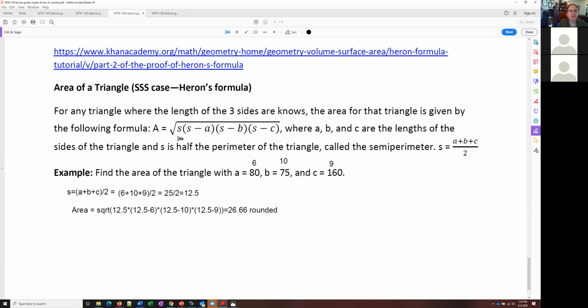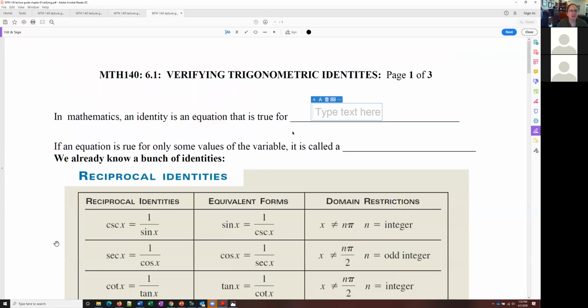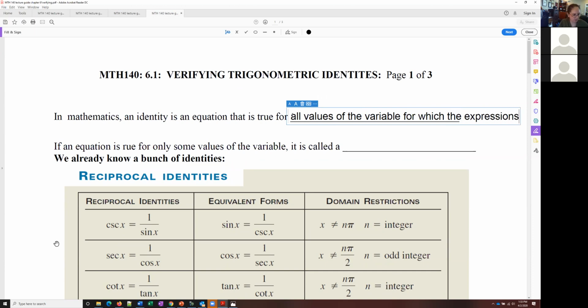Okay, so if you don't have any questions on section 4.5, we're going to take a quick look at the next section. The next section is section 6.1, and it's about verifying trigonometric identities. So in math, an identity is an equation that is true for all values of the variable for which the expressions in the equation are defined.